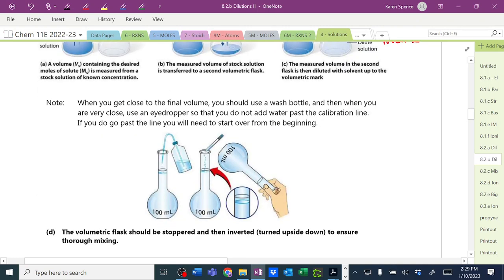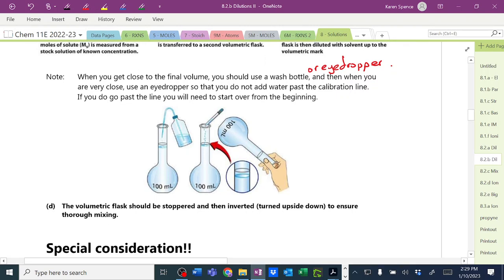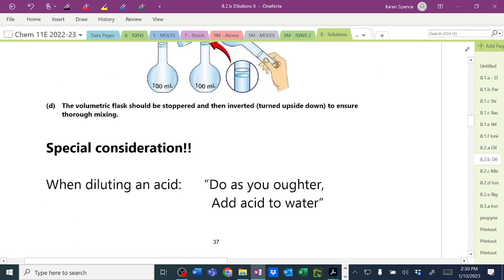When you get very close to the final volume, you will use a wash bottle or an eyedropper. Okay. The volumetric flask should then be stoppered and inverted, turned upside down, to ensure thorough mixing.